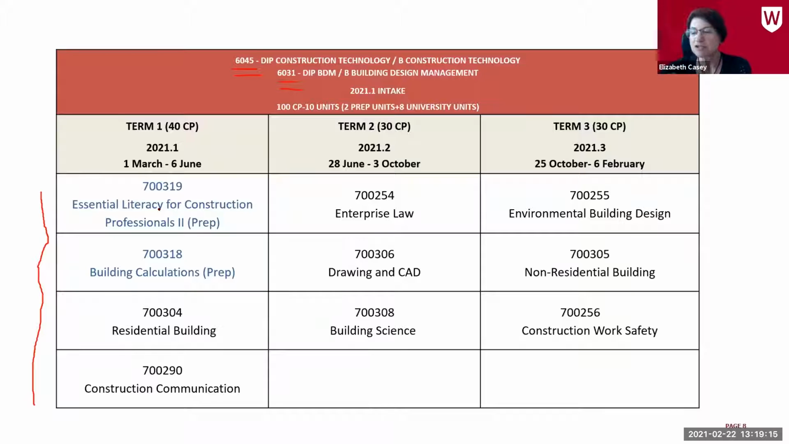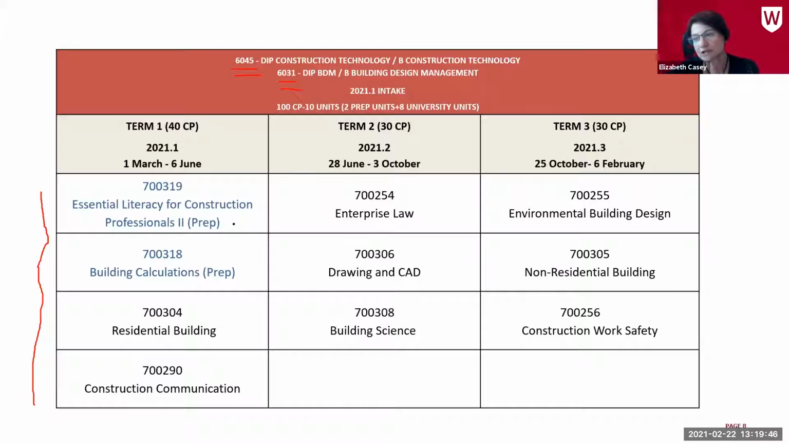Okay. So the most important thing at the moment is that if you are in either 6045 or 6031, that you are enrolled in these 4 units. Okay. If you are not, and you want to ask us about that, that's something we can talk about at the end of the session. Okay. So make a note to yourself that you need to talk to us about that. Or you can even put in the chat box, I'm not enrolled in the correct units.